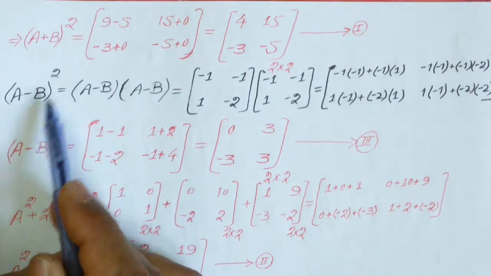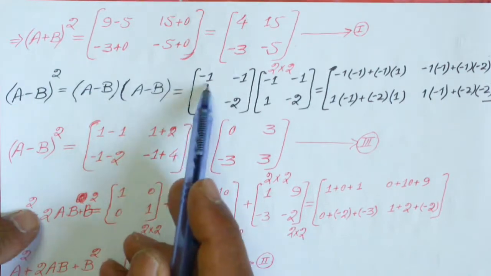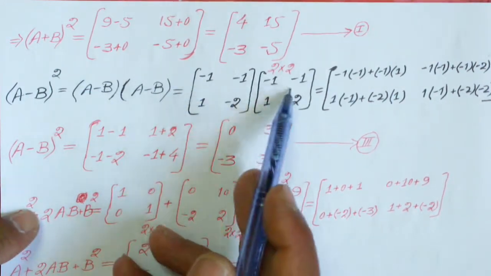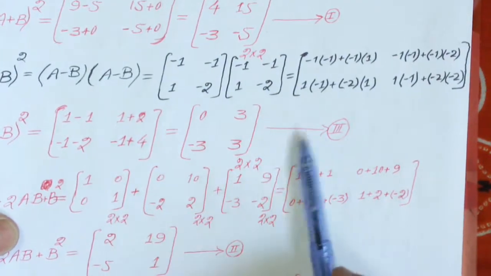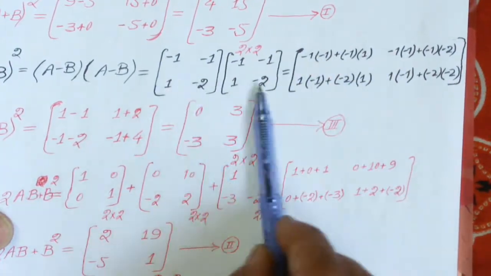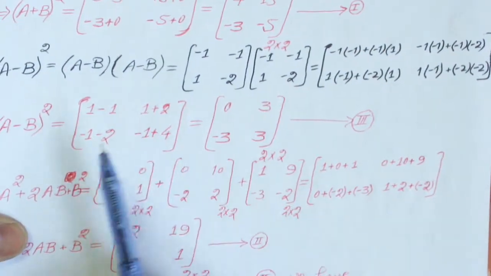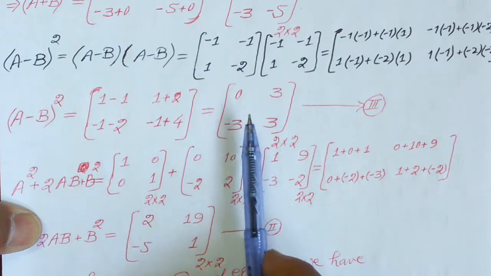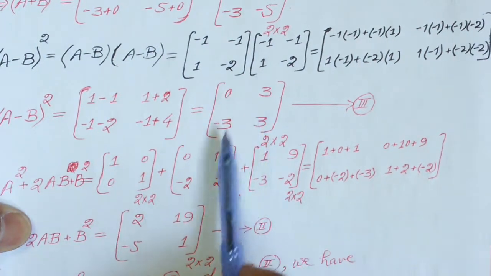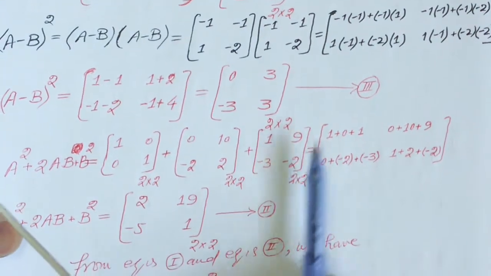Now to calculate A minus B whole square, multiply A minus B with A minus B. A minus B is this matrix. Multiply this matrix with itself. Adopt the same procedure for the multiplication as explained in our previous steps. A minus B whole square is equal to the matrix having elements 0, 3, minus 3 and 3. This is your equation number 3rd.